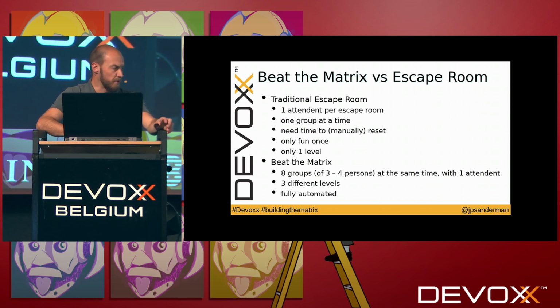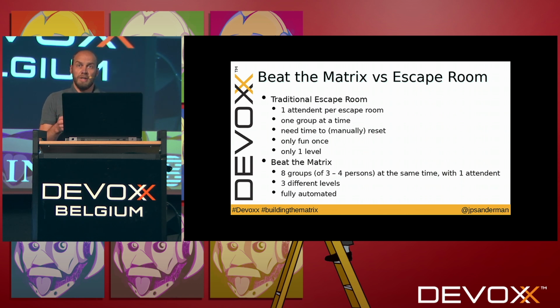So let's look at some differences between Beat the Matrix and a traditional escape room. For a traditional escape room, 1 attendant is needed to monitor the group. And only 1 group can play at a time. And once the group is done playing, the attendant needs time to manually reset the room before the next group can play. All kinds of locks and keys and objects have to be put back in their original position.